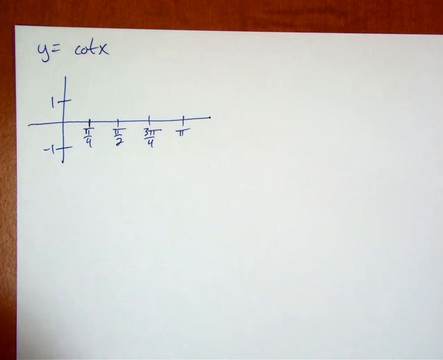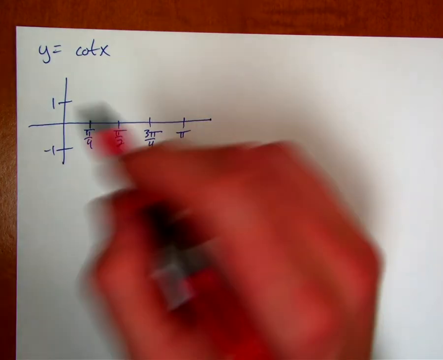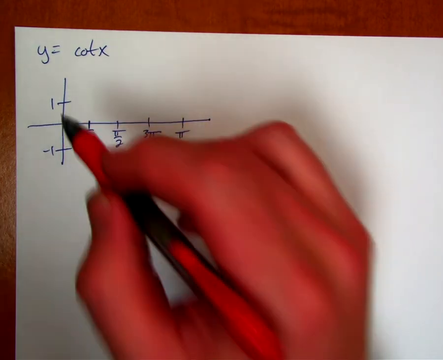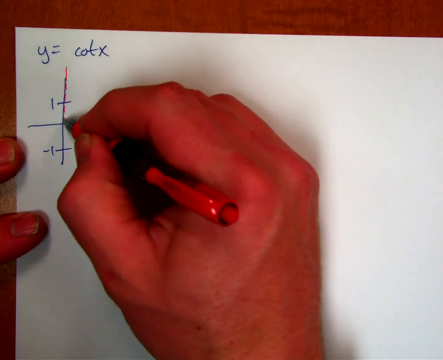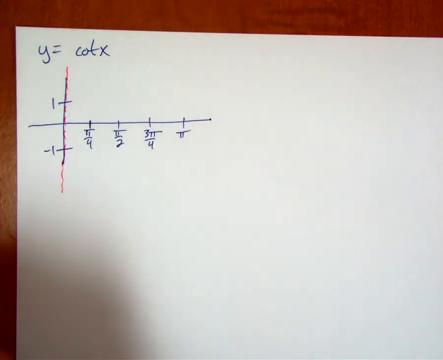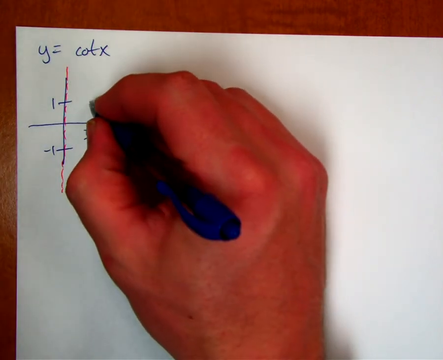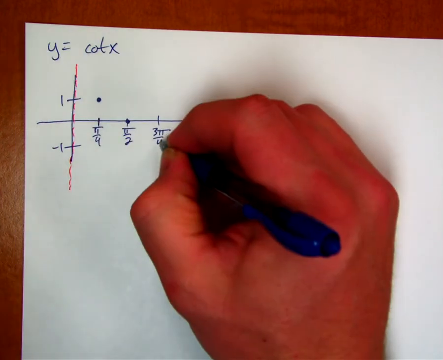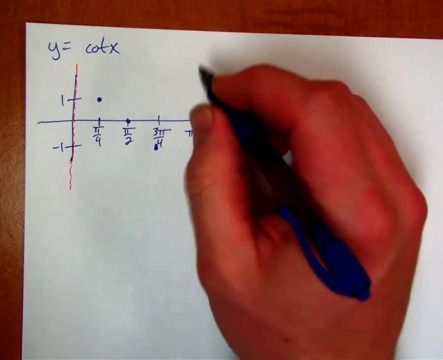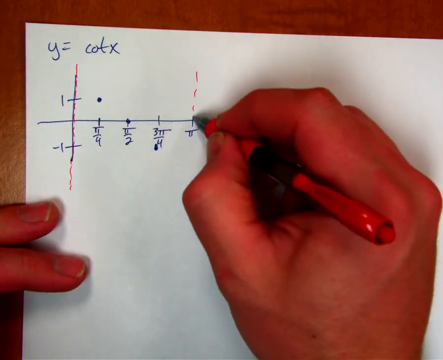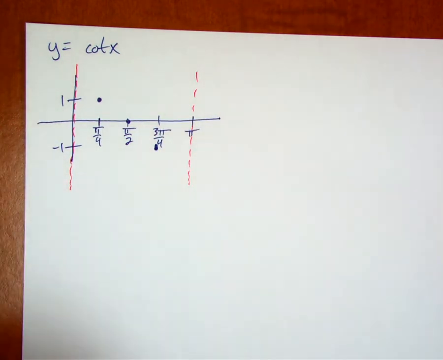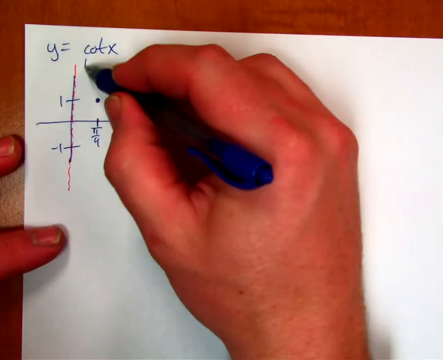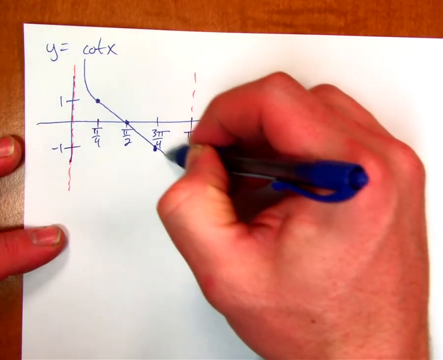Again, if you have your unit circle out and you're looking at it, and I said, what's the cotangent of 0? It's undefined. What's the cotangent of pi over 4? 1. What's the cotangent of pi over 2? 0. 3 pi over 4? Negative 1. And the last one is also undefined. Cotangent of pi is undefined. So this is what a positive cotangent function looks like.